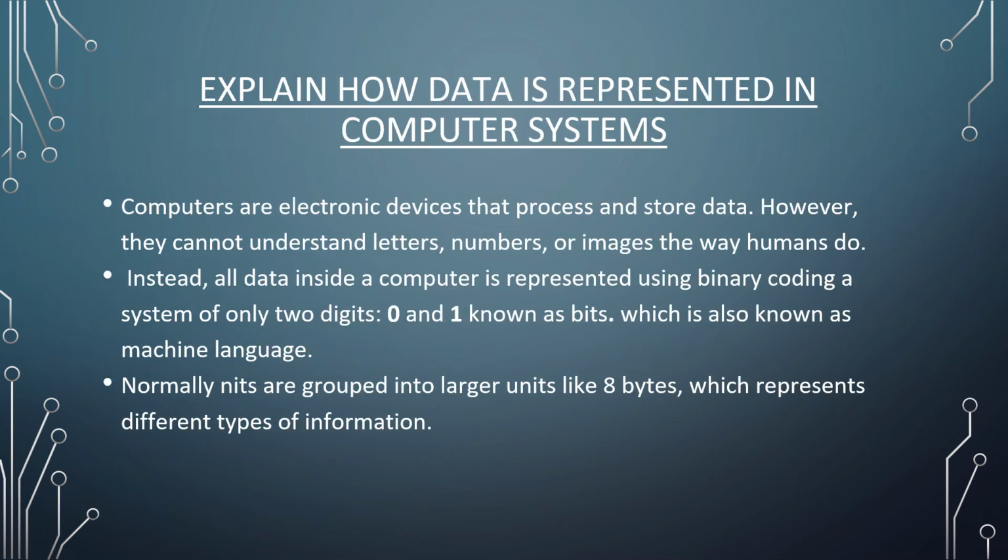In this slide, we're going to explain how data is represented in computer systems. Computers are electronic devices that process and store data. However, they cannot understand letters, numbers, or images in the way humans do. Instead, all data inside a computer is represented using binary coding, a system of only 2 digits, zeros and 1s, known as bits, which is also known as machine language. Normally, bits are grouped into larger units like 8 bits, which make up a byte and represent different types of information.